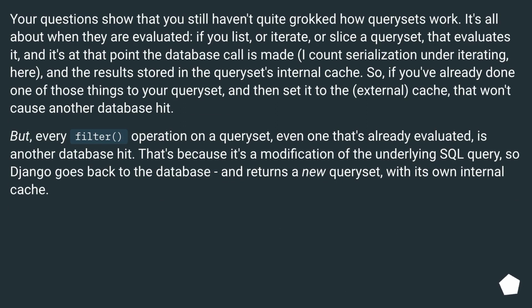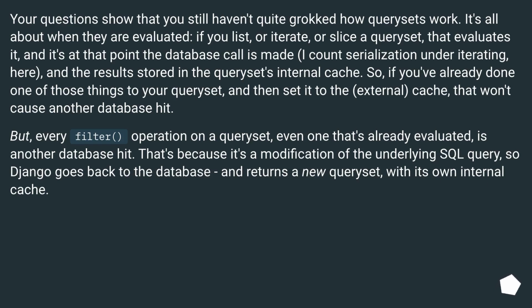Your questions show that you still haven't quite grasped how query sets work. It's all about when they are evaluated. If you list, iterate, or slice a query set, that evaluates it, and it's at that point the database call is made. I count serialization under iterating here. The result is stored in the query set's internal cache. So, if you've already done one of those things to your query set, and then set it to the external cache, that won't cause another database hit.